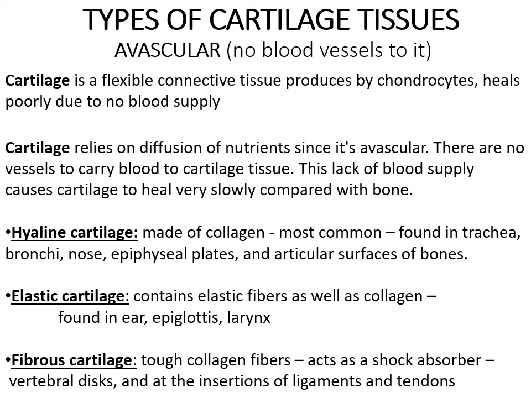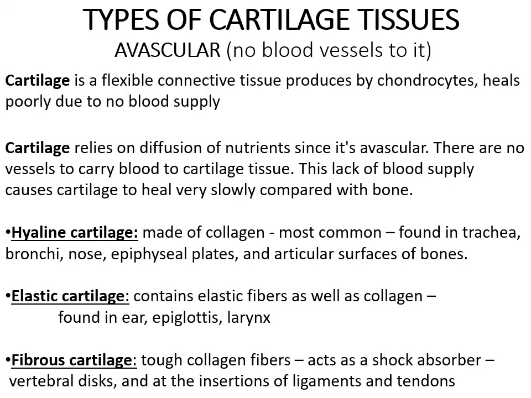Elastic cartilage contains more elastic fibers along with the collagen, right? So, for example, your ear, which is very flexible, the epiglottis, which is in your larynx, acts as a flap that closes off the upper airway when swallowing food in order to avoid aspiration, and the larynx itself. So the larynx has elastic cartilage, so much more flexible.